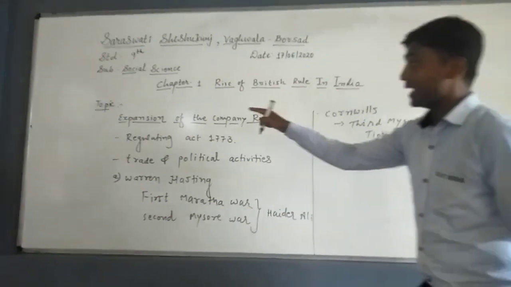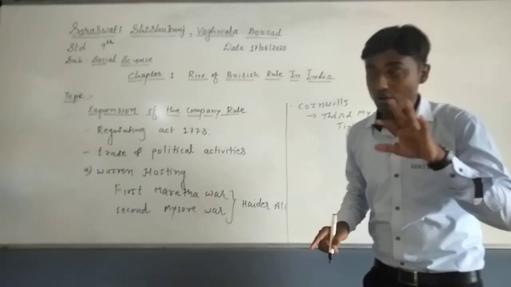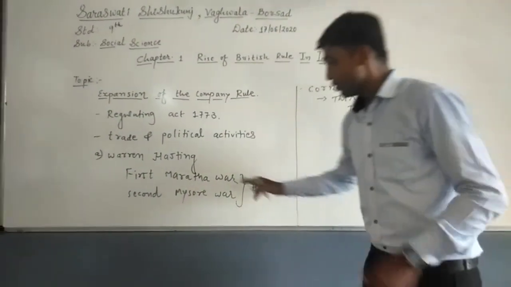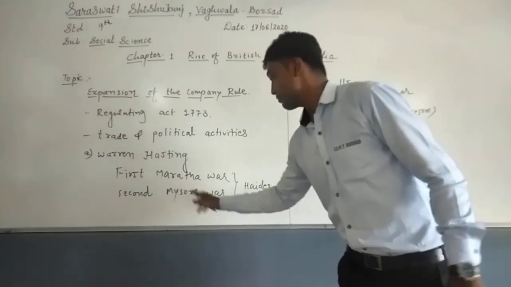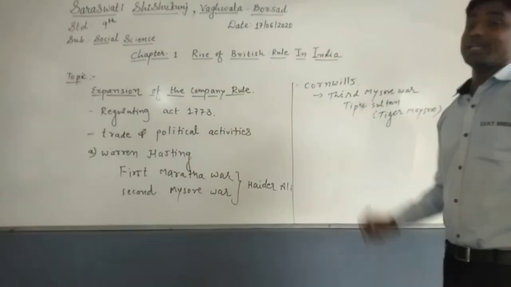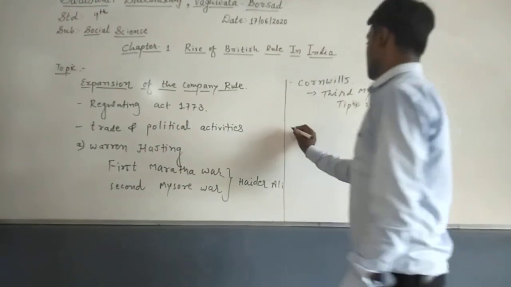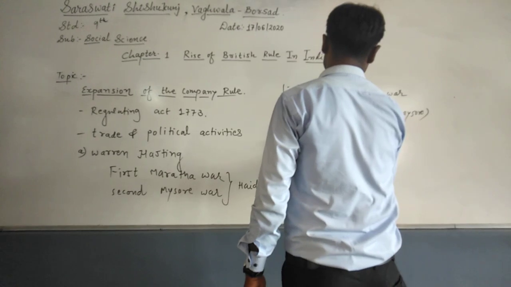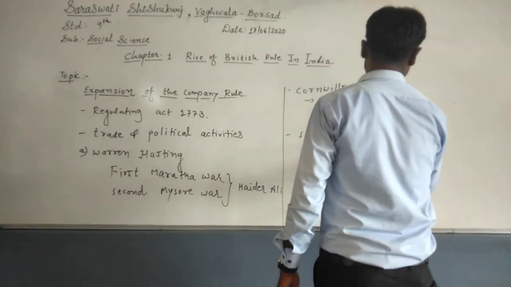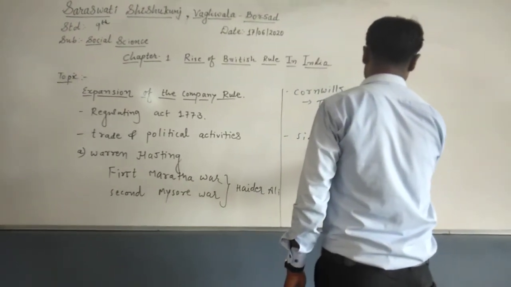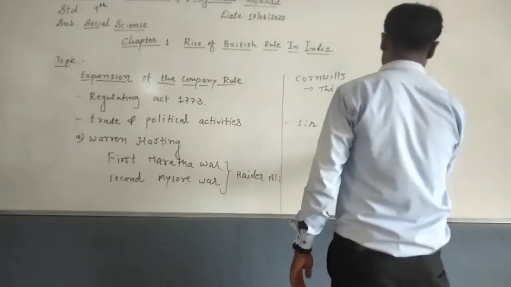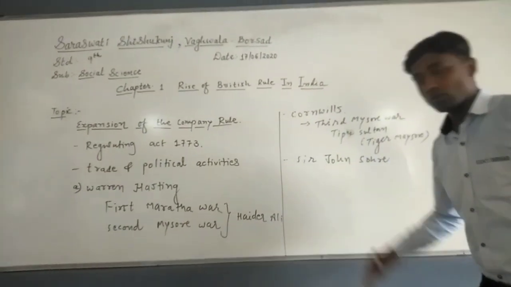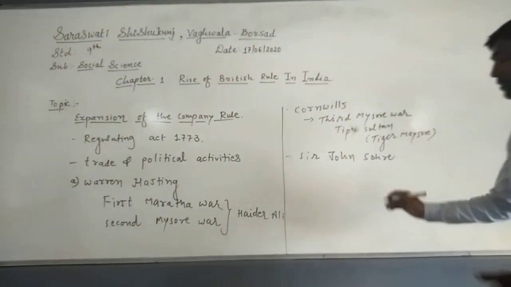Now students, in this topic, expansion of the company rule, you must know the sequence. First, Warren Hastings became the first Governor General. He fought two wars, the First Maratha War and the second Mysore War with Hyder Ali. After Warren Hastings, the second one is Cornwallis, and after Cornwallis, Sir John Shore became the Governor General.